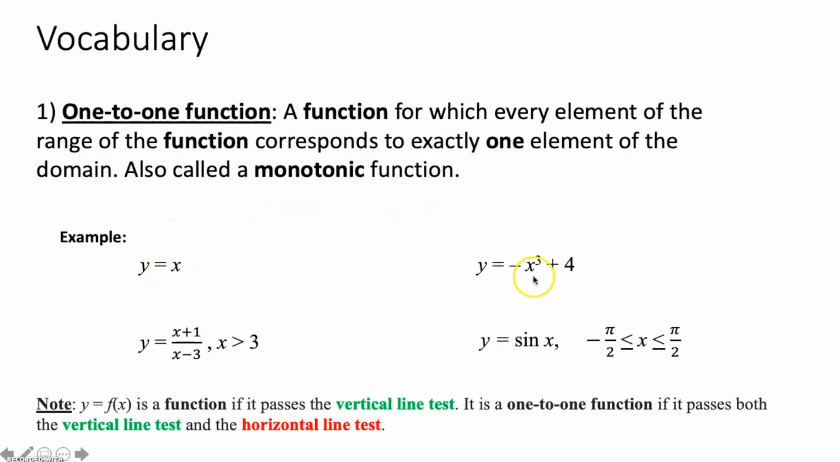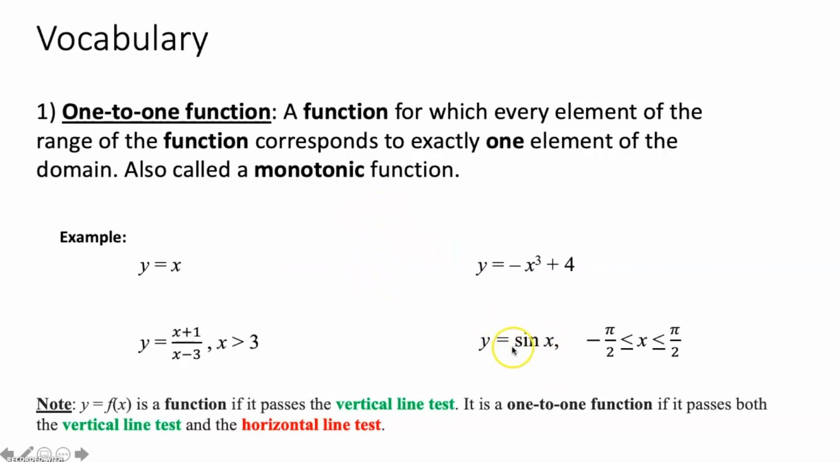So as you can see down here, we have examples of monotonic or one-to-one functions, and that just means that for all of these functions down here, each of the y values correspond to exactly one of the x values, and each of the x values correspond to exactly one of the y values. There's no x value that corresponds to more than one y value. There's no y value that corresponds to more than one x value.